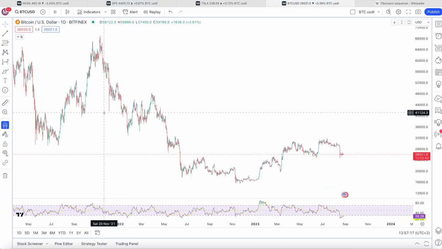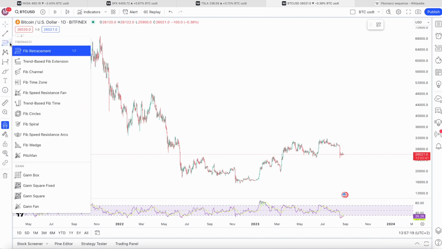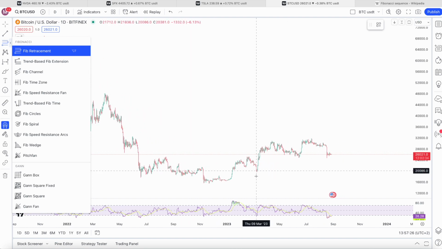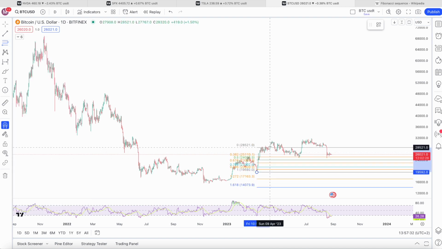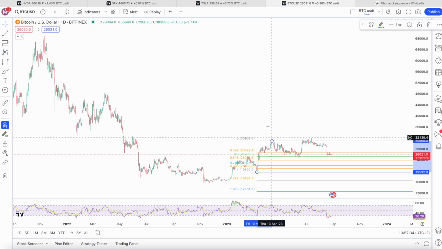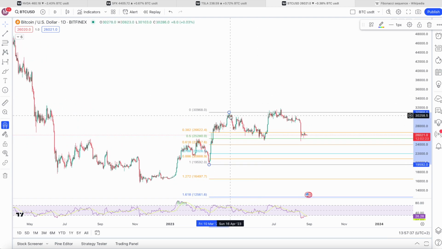So now let's go to the Bitcoin chart. And here on the left-hand side, you have TradingView. On the left-hand side, you have this Fib retracement tool. It's free to use for everyone. So the idea is that you drag it, you click at a point from the left side to the right side, and you usually want to use swing tops and swing bottoms to draw the retracements.